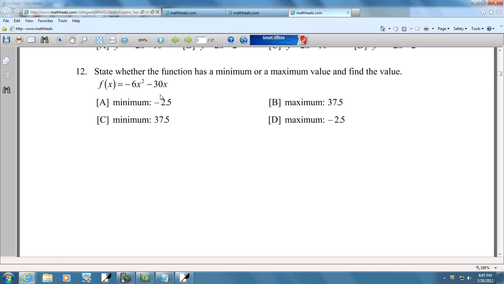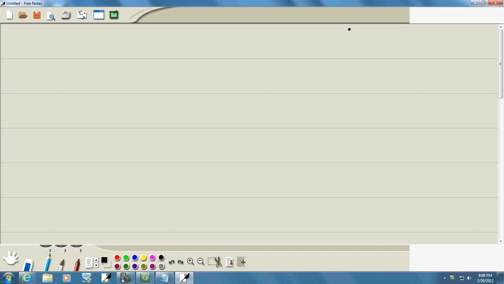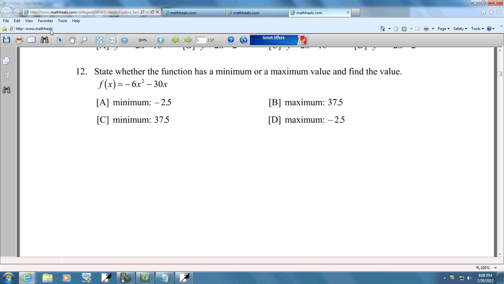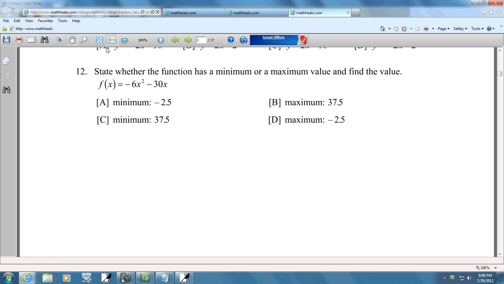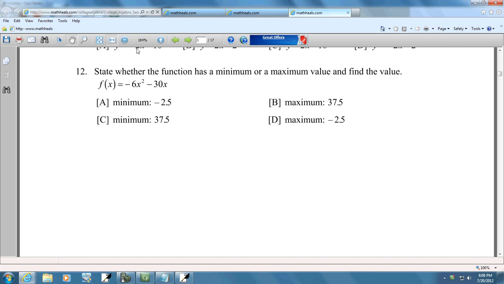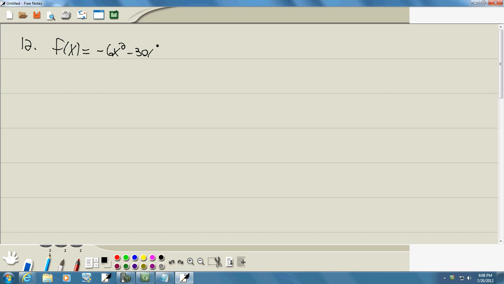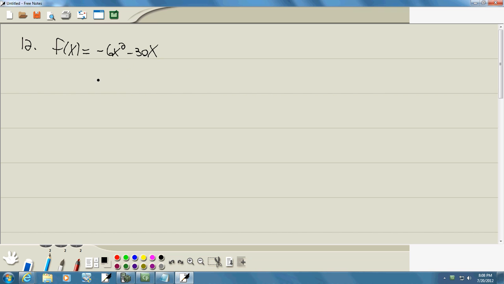Let's take a look at problem number 12. We got f of x is equal to negative 6x squared minus 30x. Then it says state whether the function has a minimum or maximum value, and find the value. Well, there's two different ways you can do this.